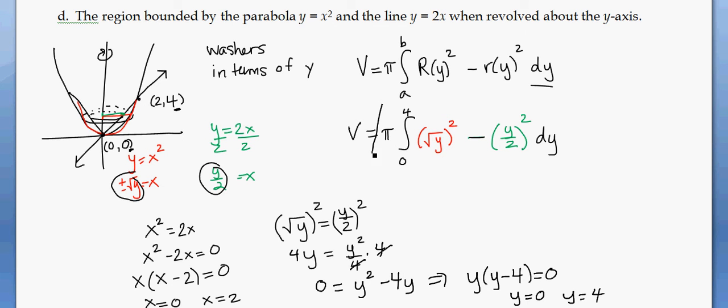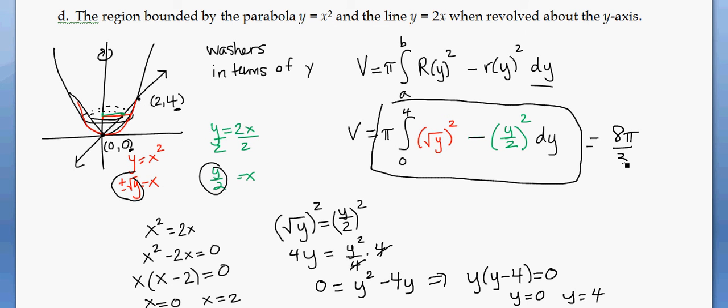So here is our integral. That's the setup. That's what I'd be looking for. If you're interested in the answer, I believe we get 8 pi over 3. And so that's the volume of that solid.